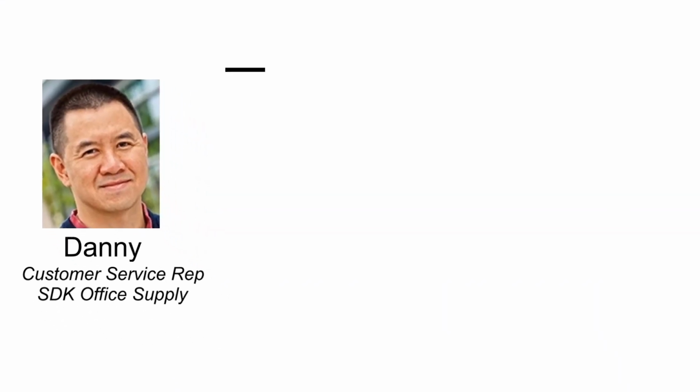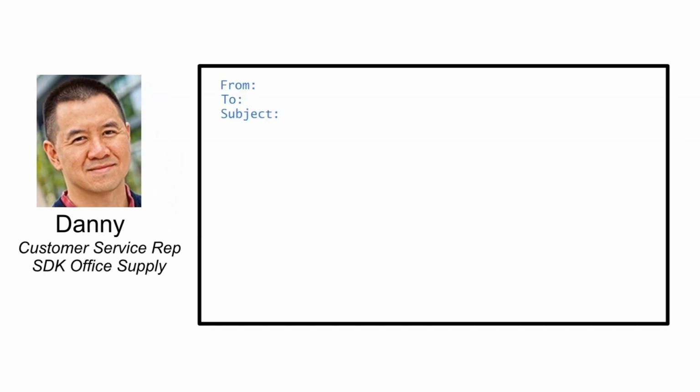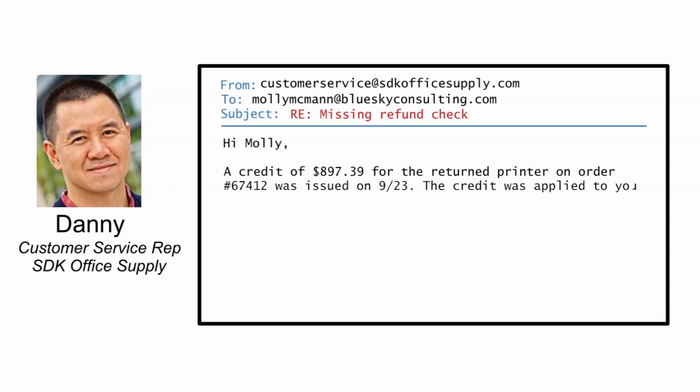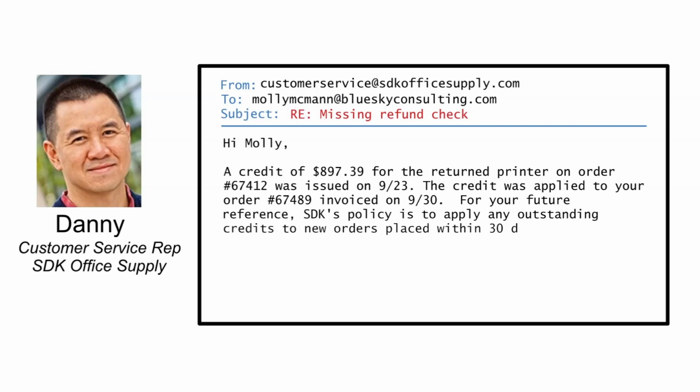Danny replies to Molly's email about the missing refund check. He provides the details about the original order and the later order that the $897.39 credit was applied to. He also explains SDK's policy is to apply credits to new orders placed within 30 days of a return rather than issue refund checks.